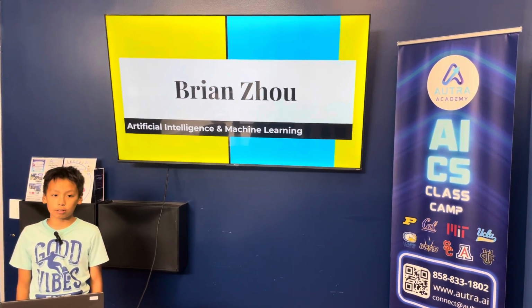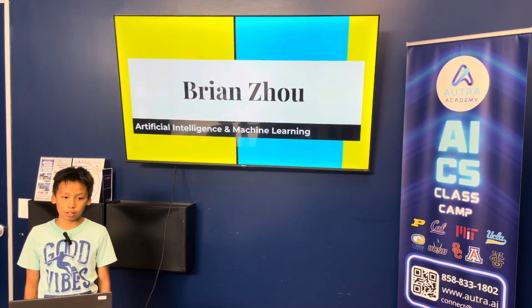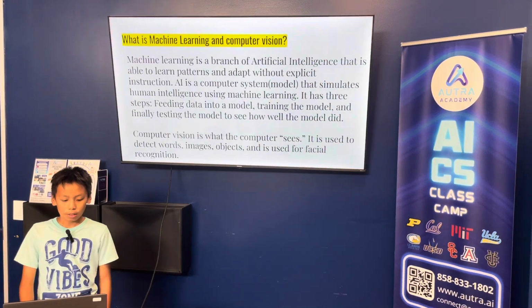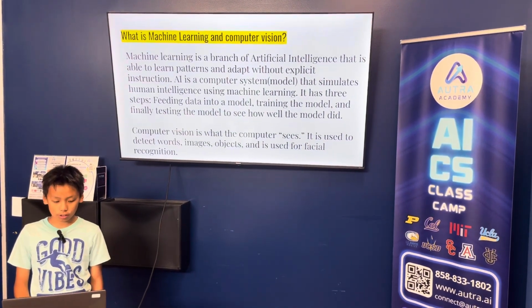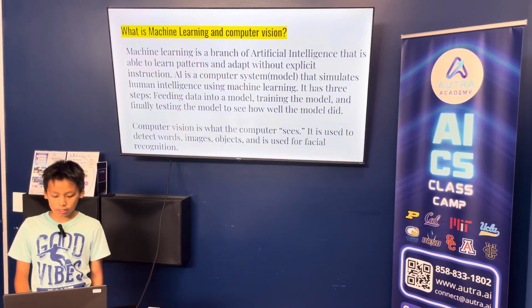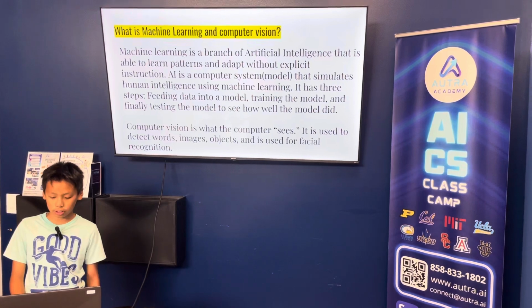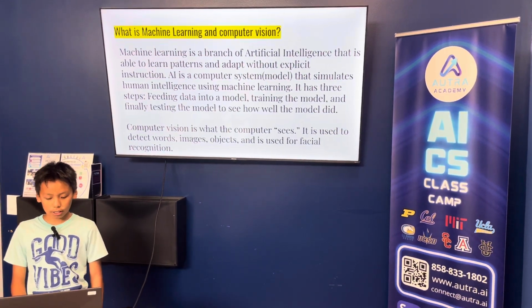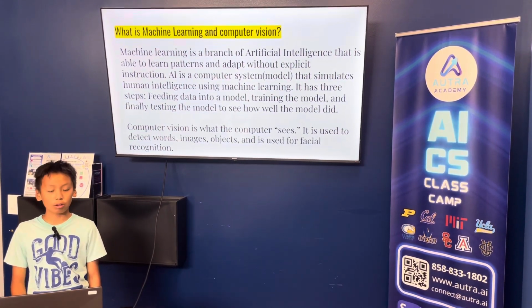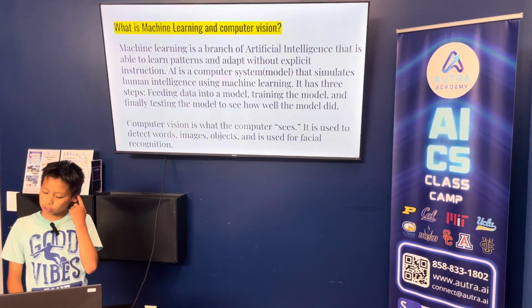This week at Autra Academy, we learned about computer vision and computer graphics. Machine learning is a branch of artificial intelligence that is able to learn patterns and adapt without explicit instructions. AI is a computer system or model that simulates human intelligence using machine learning. It has 3 steps: feeding data into a model, training the model, and finally testing the model to see how well it performs. Computer vision is what the computer sees.